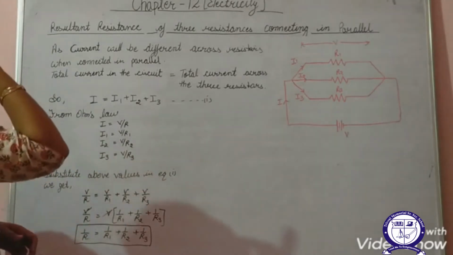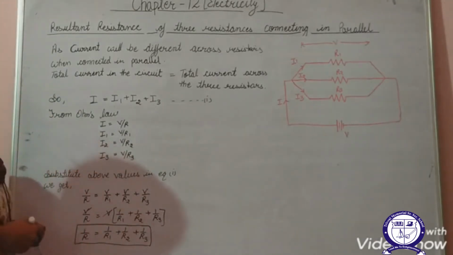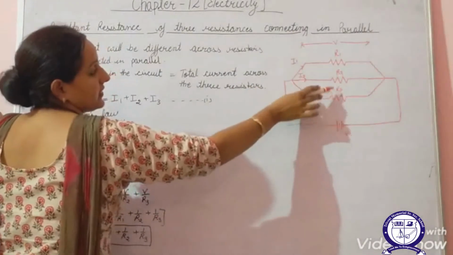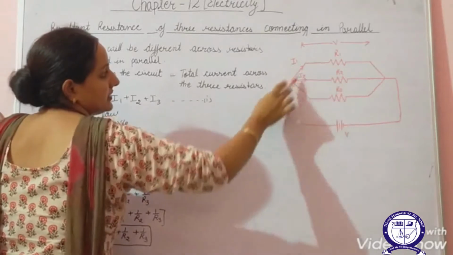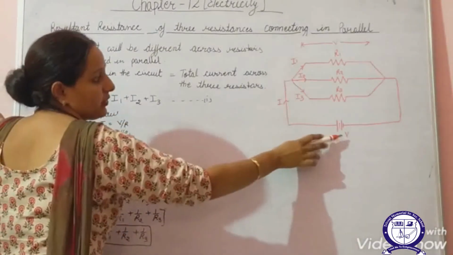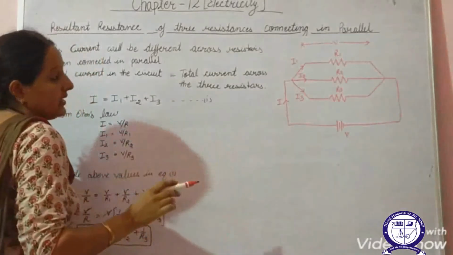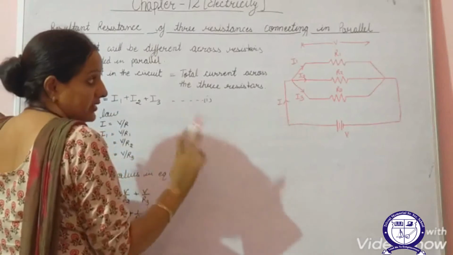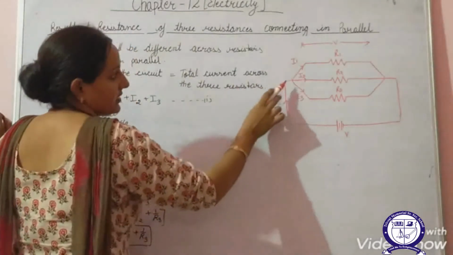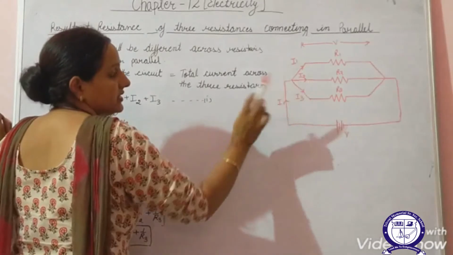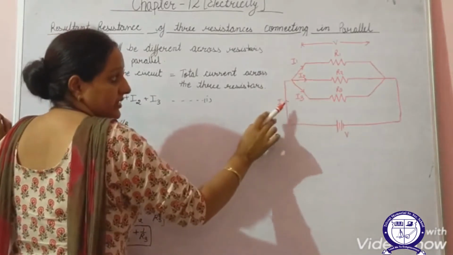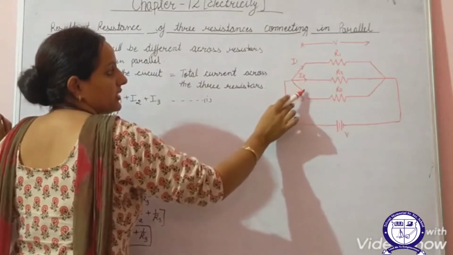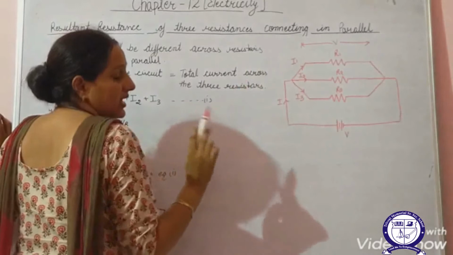Next is the resultant resistance of three resistors when connected in parallel. So here I have connected three resistors having resistance R1, R2 and R3 in parallel across a battery of voltage V. Now if I is the total current flowing through the circuit, then we have discussed earlier also that the current flowing through R1, R2 and R3 in case of parallel will be different. If I is the total current, I1 will be across R1, I2 will be across R2 and I3 is the current across resistor R3.